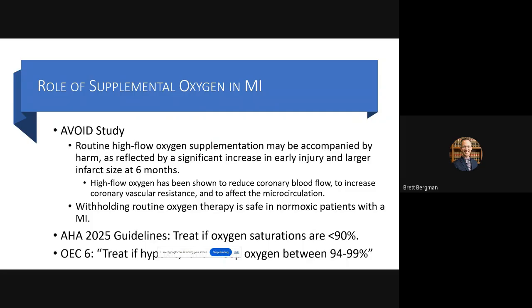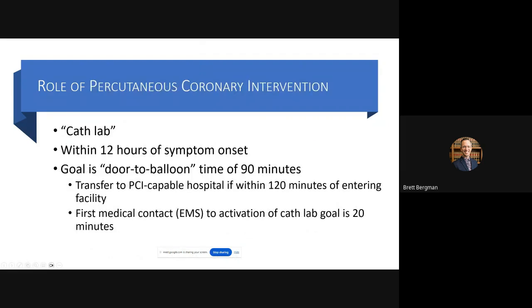So it's appropriate to not give them oxygen if their blood saturation is totally normal. If they're satting 95% on room air, you don't need to give that patient oxygen just because you think they're having a heart attack. Really what these patients need is to get to the cath lab. The ideal timeframe is within 12 hours of symptom onset. And once they get to the emergency room, the goal from the door of the emergency room to when they're on the table in the cath lab and opening up that artery is 90 minutes.